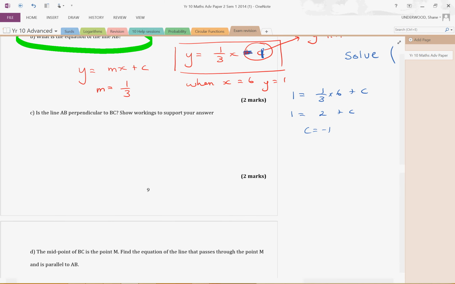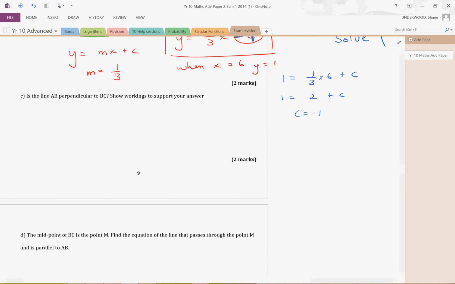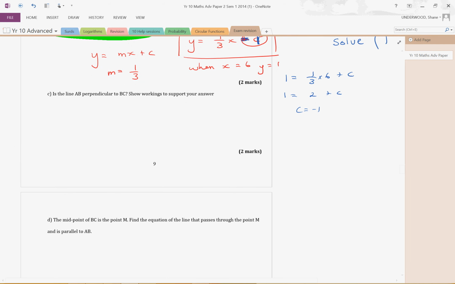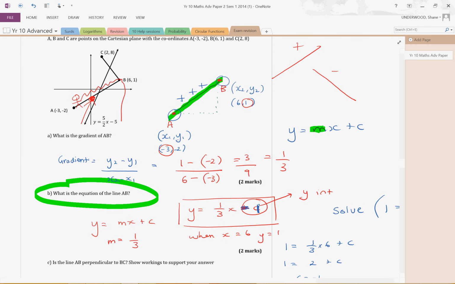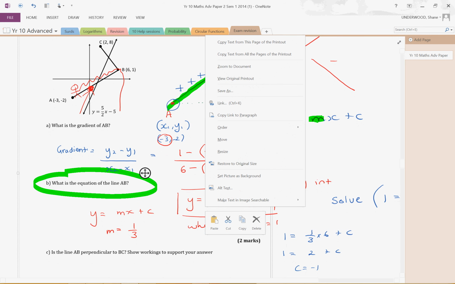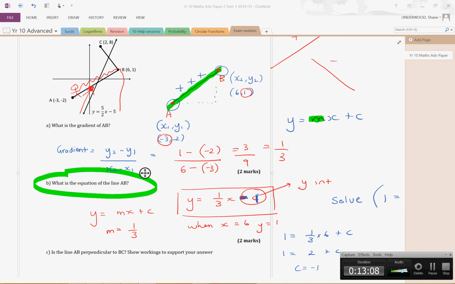Now, is the line AB perpendicular to BC? I'd like you to think about it. I'm going to pause this video because BC is this line segment here. Can I get you to work out the line segment BC? Find the gradient. I'm going to pause the video now.